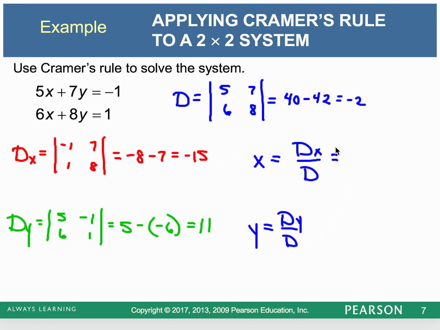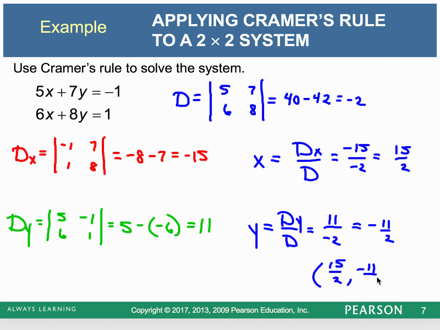Okay, so d sub x is negative 15. D is negative 2. So this is 15 halves for x. D sub y is 11. D is negative 2. So negative 11 halves for y. That's my answer. 15 halves, negative 11 halves. So that's a nice addition to our methods, right? Cramer's rule.